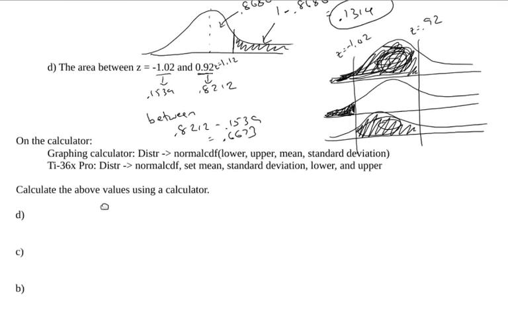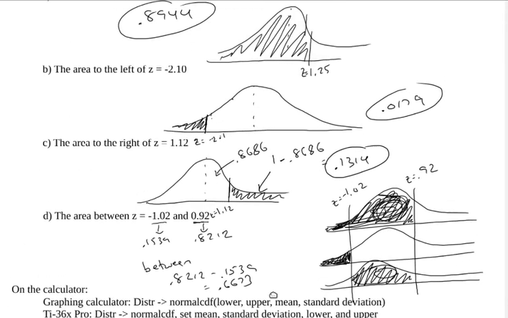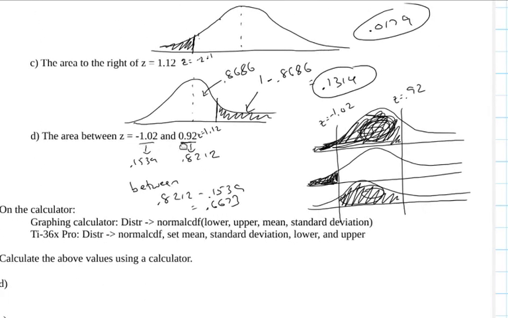So let's go ahead and find these. Let's see how we'd find these on the calculator. Oddly enough, on the calculator it's actually easiest to do part D, and then I'm going to work through these backwards. So I'm going to start with part D, finding the probability that we have something between negative 1.02 and 0.92. We're going to use normal CDF.